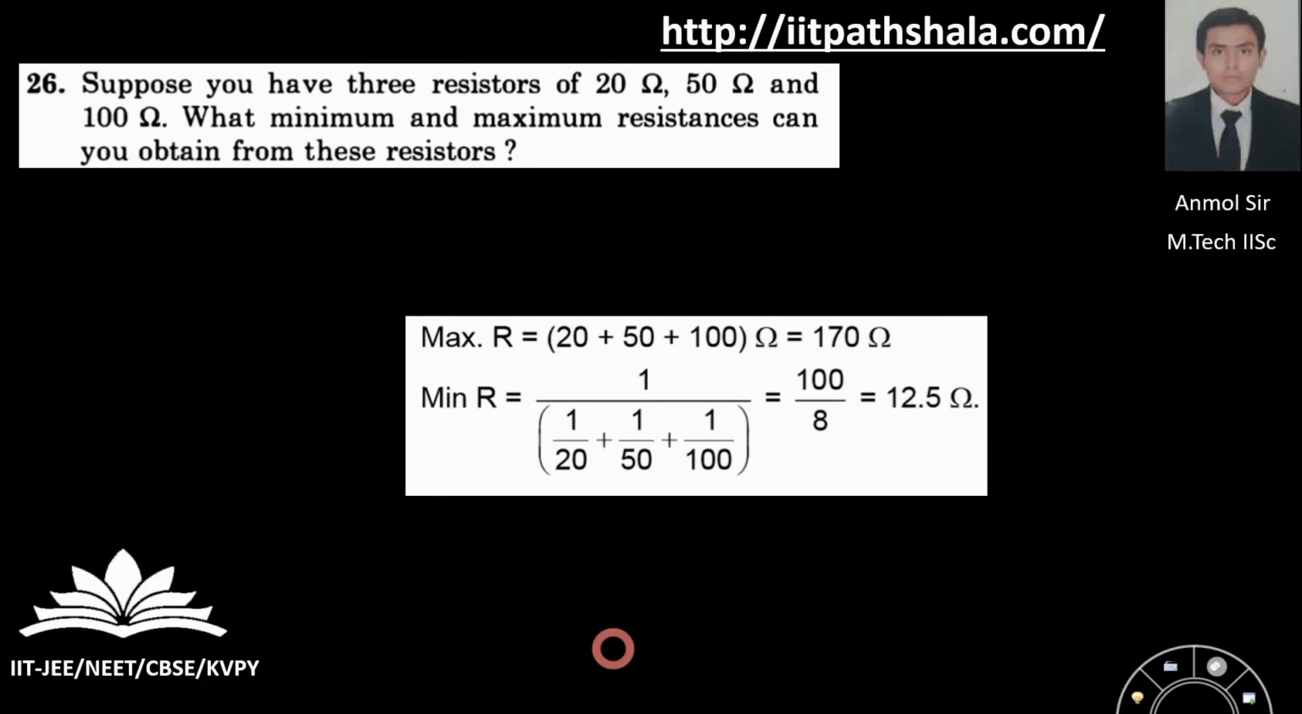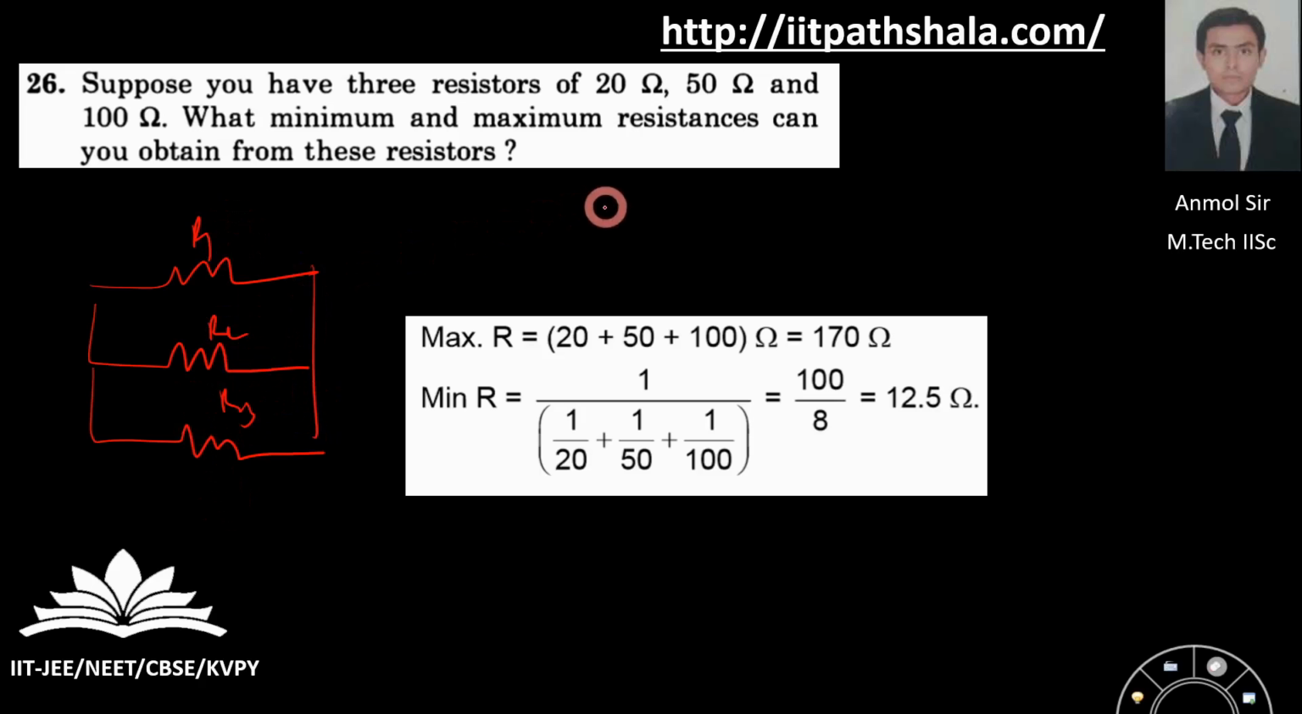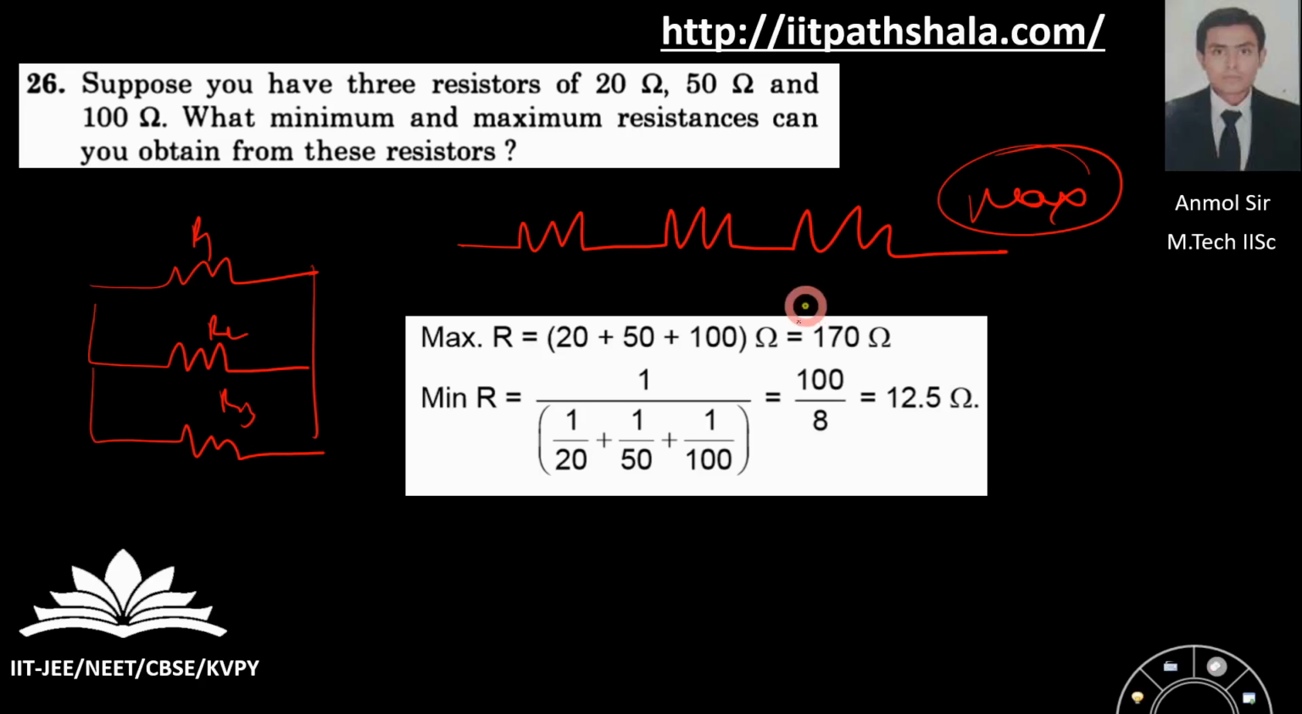Now in the 26th question, suppose you have three resistors, 20, 50 and 100 ohm. Find the minimum resistance and maximum resistance. As you know, minimum resistance can be achieved only when the resistances are in parallel to each other. So R1, R2, R3 should be parallel to each other. For the maximum case, you should join them in series. As you know, series is nothing but the sum of all of them, and in parallel the R equivalent is nothing but the reciprocal of the sum of the reciprocals of all of them.